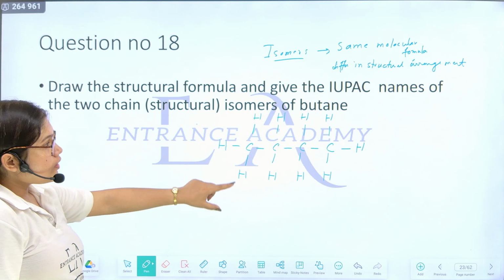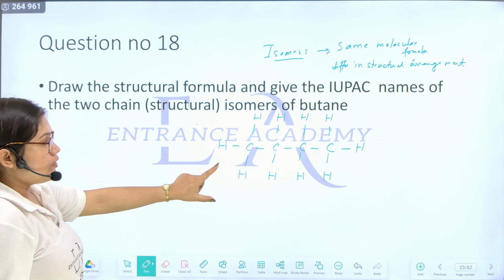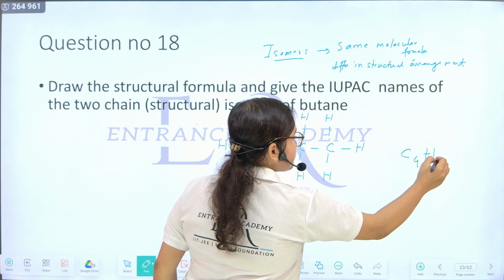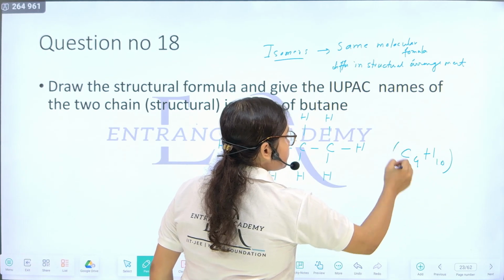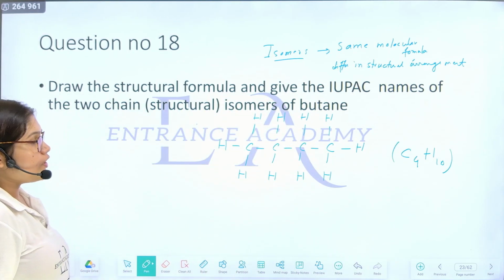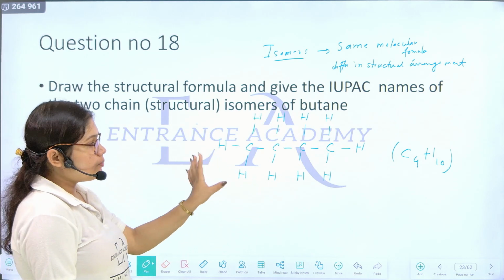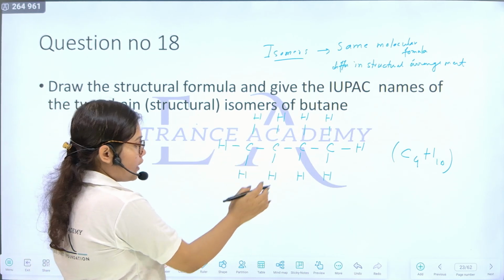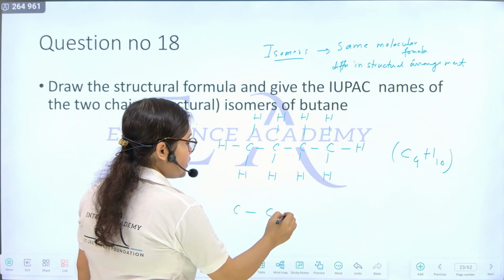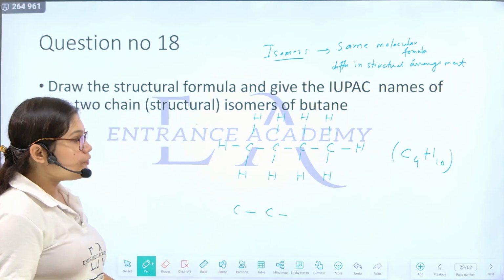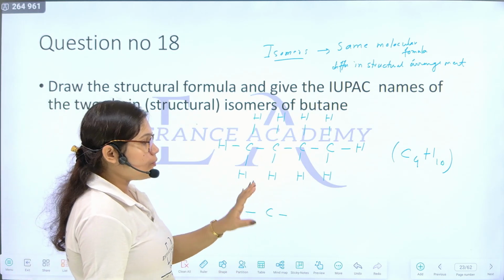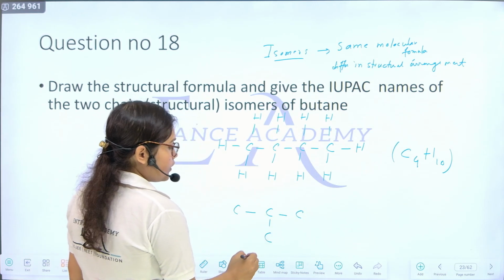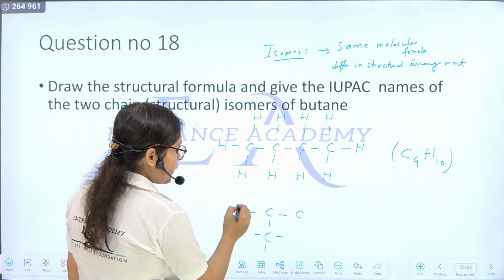If we have the isomer of butane, so this is C4H10. The molecular formula of butane is C4H10. Now the another isomer of this butane structure, that is same molecular formula but different structural arrangement. Structural formula is different. So this is the isomer of butane.